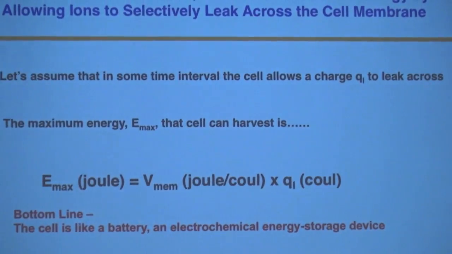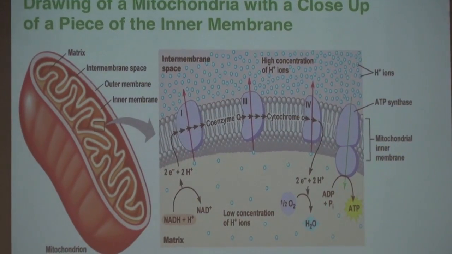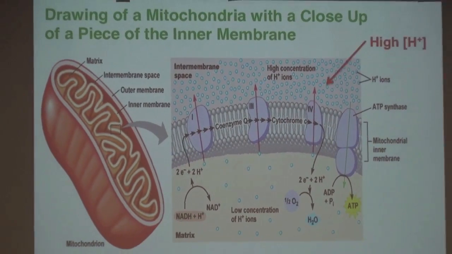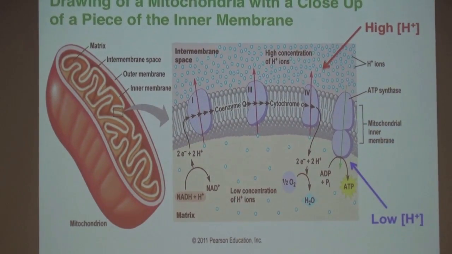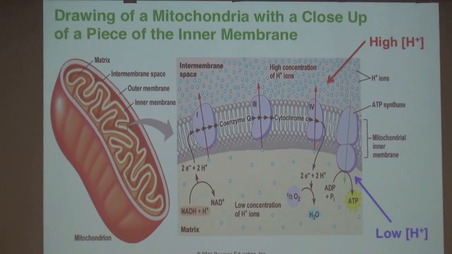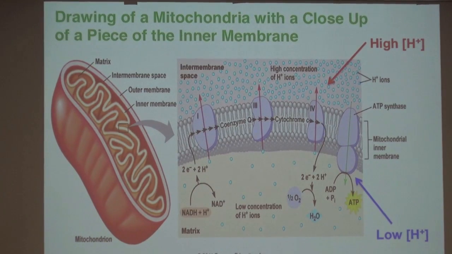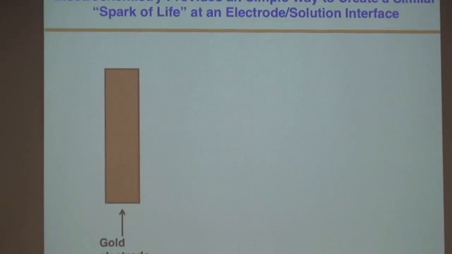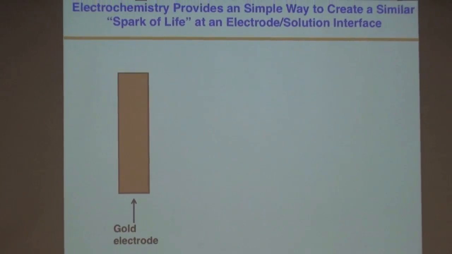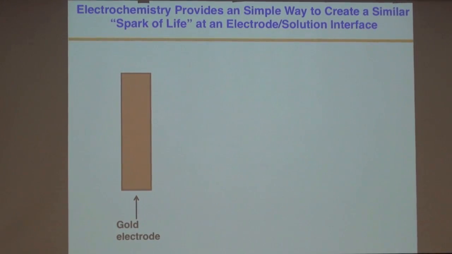So again, the bottom line, the cell is like a battery, an electrochemical storage device. And we already talked about this idea that the same deal happens in the mitochondrial membrane: proton on one side and a lower concentration on the other. Okay, now I'm going to show you how I, an electrochemist, act like life itself and create the spark of life.